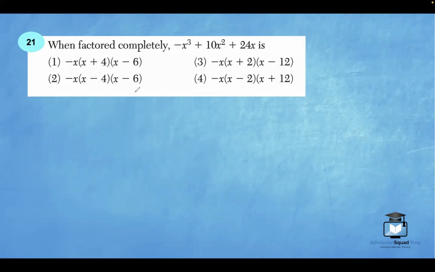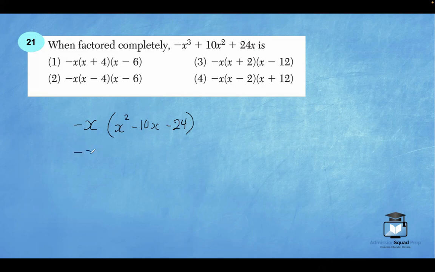Let's continue. Number 21, when factored completely, negative x cubed plus 10x squared plus 24x is. So I'm going to start by factoring out negative x, because notice all of our answer choices have a negative x right in the beginning. So we're going to take that out. If I remove negative x from each of these terms, really I'm dividing it out. I'm going to be left with x squared minus 10x minus 24. Let's double check that by multiplying out. Negative x times x squared is negative x cubed. Negative x times negative 10x is positive 10x squared, and negative x times negative 24 is positive 24x.